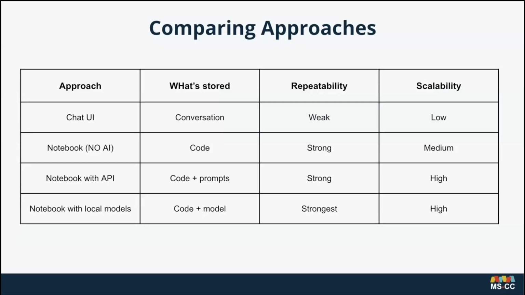Whereas if you have a notebook without AI, you are storing the code. It is transparent and repeatable, but it is kind of limited for open-ended questions. When you use an API or a local model, you have both code and everything in your notebook itself. An API gives you more AI reasoning across free text, whereas with a local model, you get more control, but you have the technical responsibility as well.